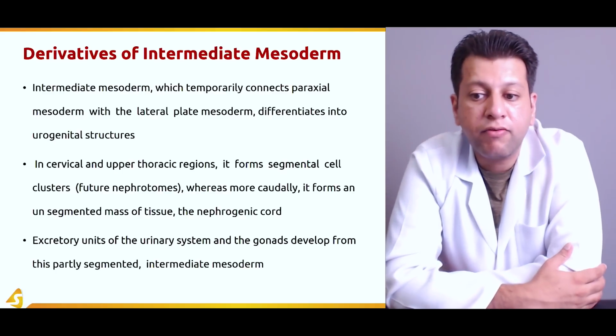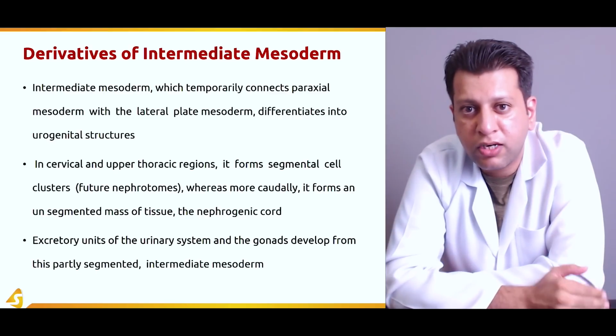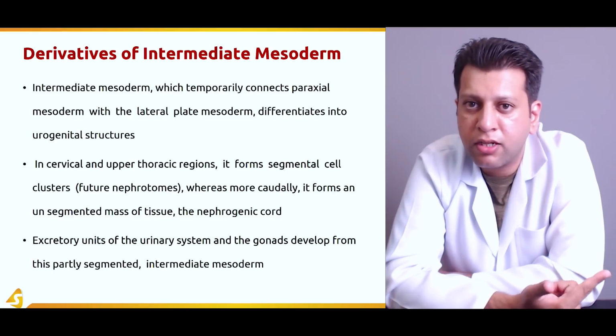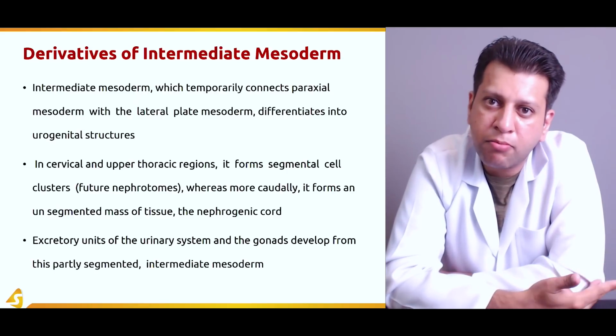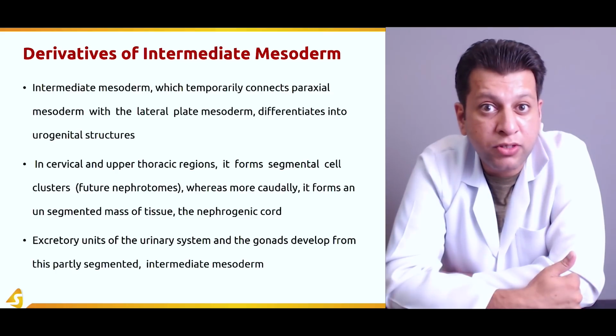Coming to the derivatives of intermediate mesoderm. Now paraxial mesoderm, we know that it's going to form the sclerotome, which will form mainly the bony component, the cartilage and the tendon. It will form the myotome and form the dermatome. So what are the derivatives of intermediate mesoderm?